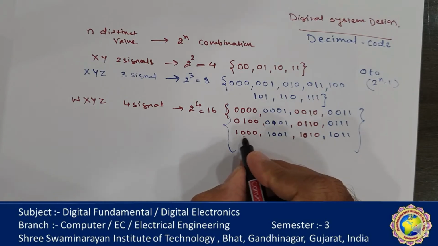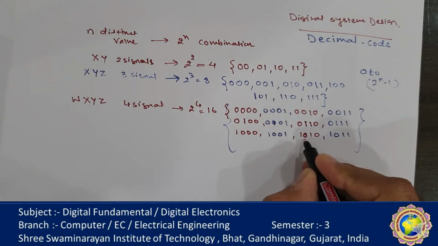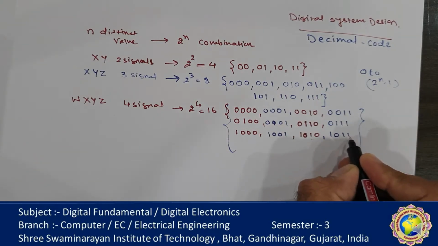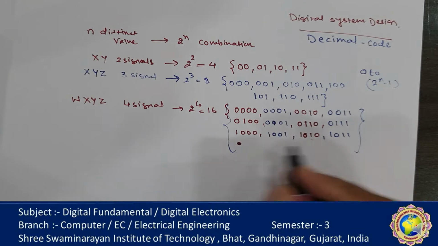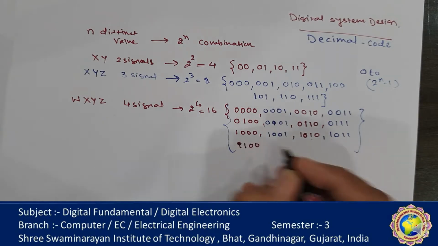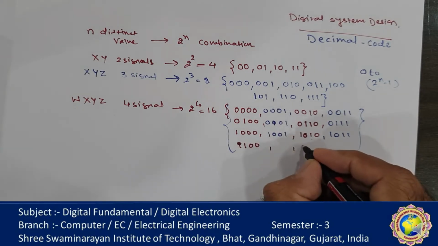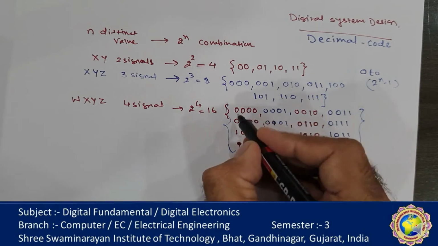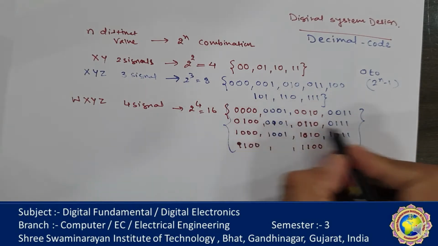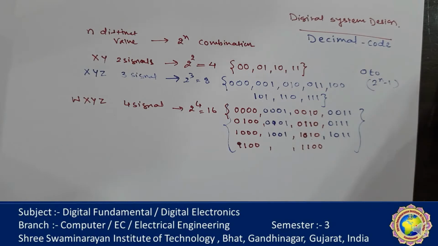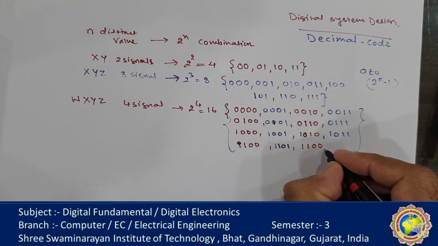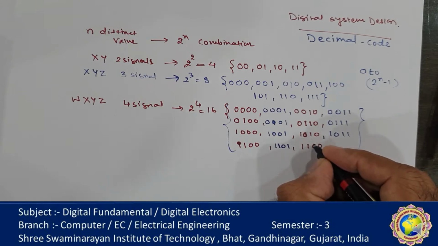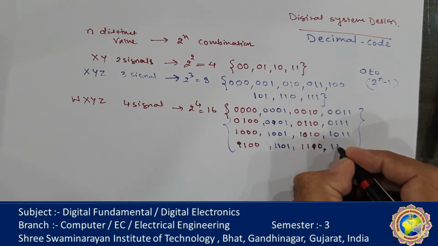0 1 0 1, 0 1 1 0, 0 1 1 1. The next will become 1 0 0 0, 1 0 0 1, 1 0 1 0, 1 0 1 1. Then 1 1 0 0. So the first two digits are 1 1 here: 1 1 0 0, 1 1 0 1, 1 1 1 0, and then the final is 1 1 1 1.